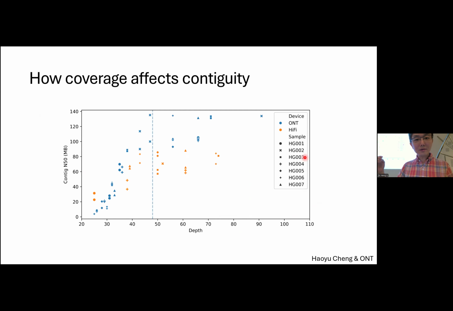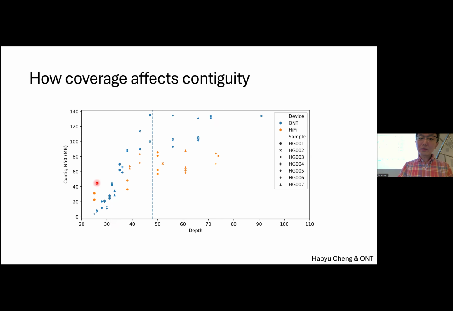And this shows more data sets. Here, the blue dots show the nanopore data, and the orange ones show the high-fidelity data. The x-axis shows the read depth of the data sets, and the y-axis shows the contiguity, the contig N50. The longer, the better.